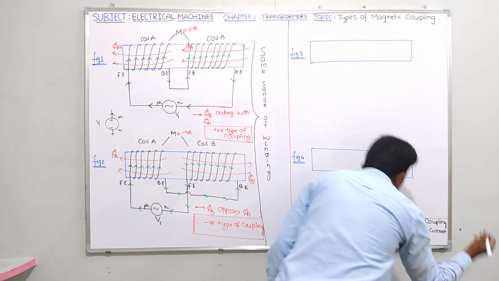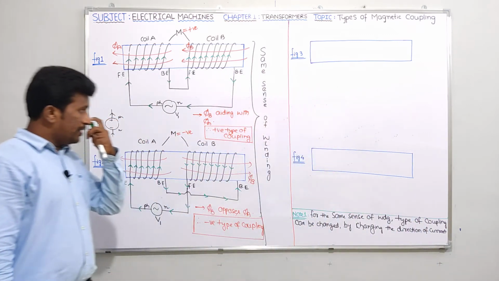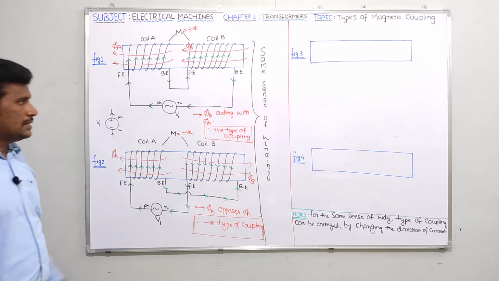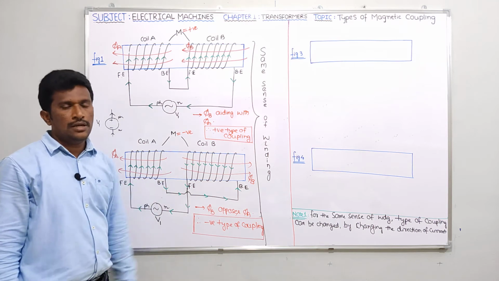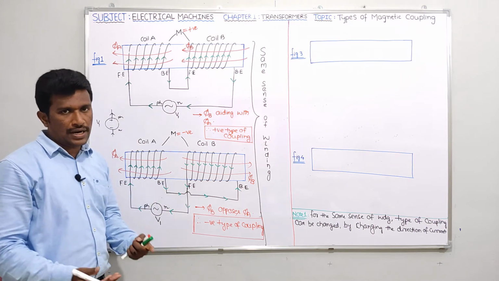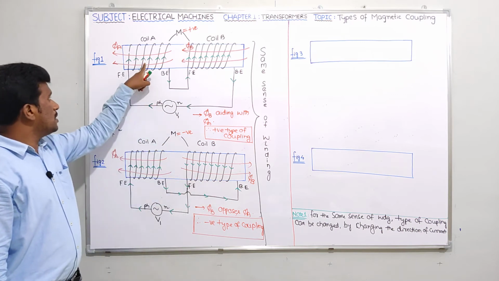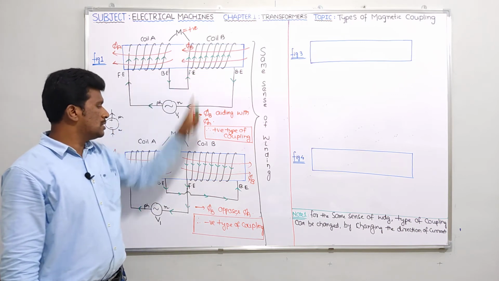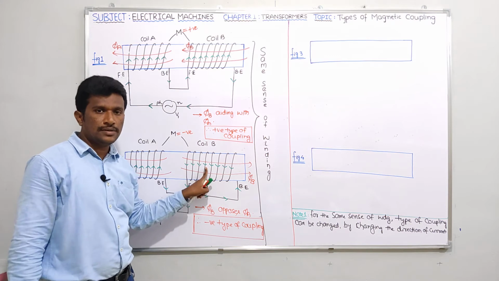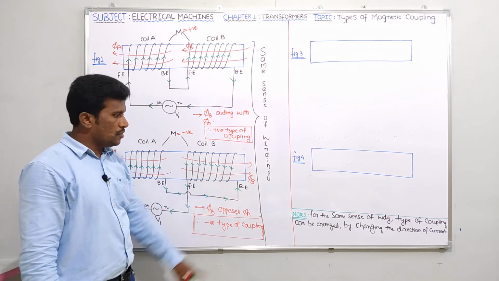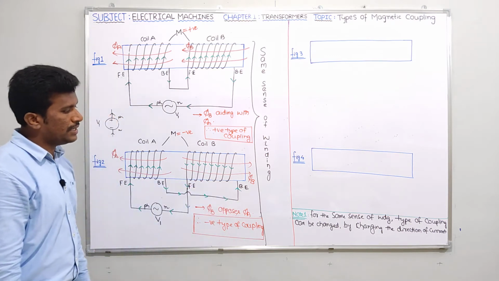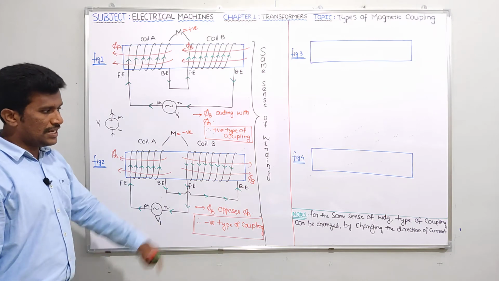Is it clear? Very simple note. So if you take the same sense of winding, then also the type of coupling can be changed by changing the direction of current in this figure in coil B. In coil A it is upwards, coil B upwards; here in coil B the direction of current is downwards. This green color I am asking. Okay. So for the same sense of winding, the type of coupling can be changed by changing the direction of current.